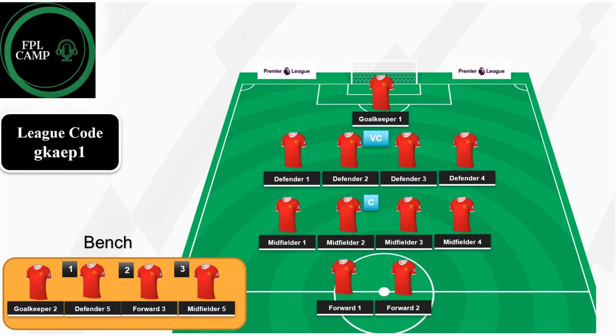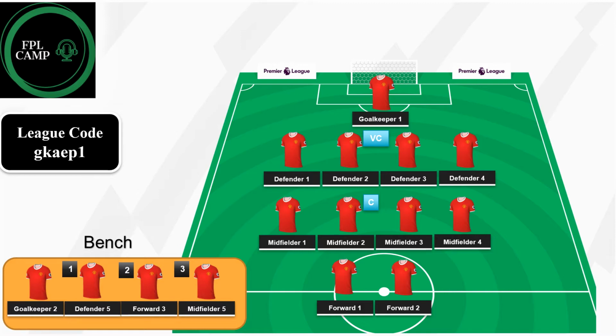What is the role of the bench? When one of your playing 11 doesn't play for the entire duration of the match, that is 90 minutes plus injury time, then there is an automatic substitution from the bench at the end of the game week. These substitutions follow some rules. Mainly, a goalkeeper can be subbed with another goalkeeper only and no other outfield player.